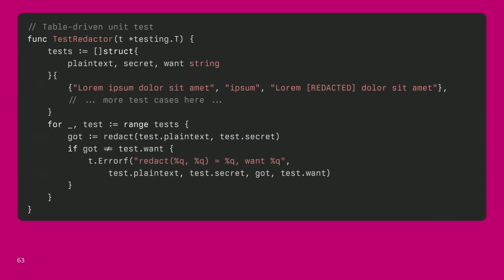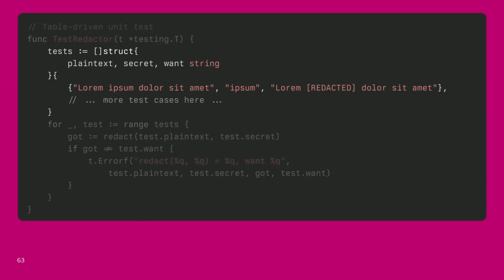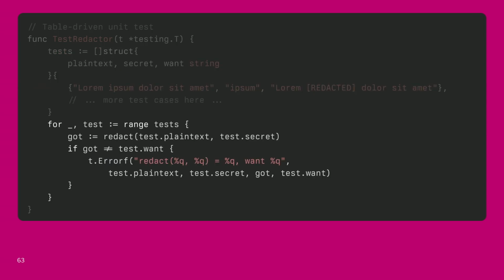Here's a slight variation on that function, where we've put the input and the desired output next to one another in a table, basically just an array of structures. That means we can very trivially add more cases later on. We just add them to the table. And here's a loop over those tests that would execute them one by one. And we can make those parallel, and we can do all sorts of other things.